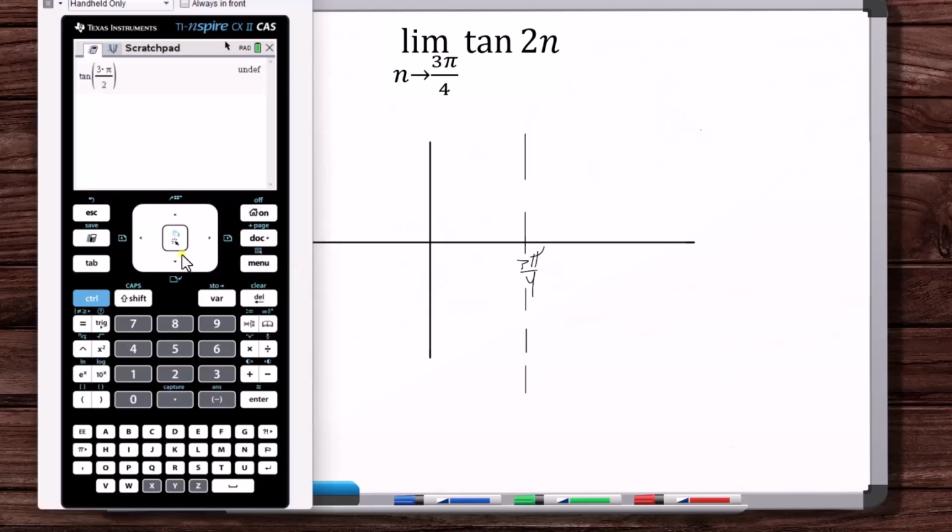So, okay, what we can do is take this, and so 3 pi over 2, that's 1.5 pi. Let's do 1.445999 times pi.